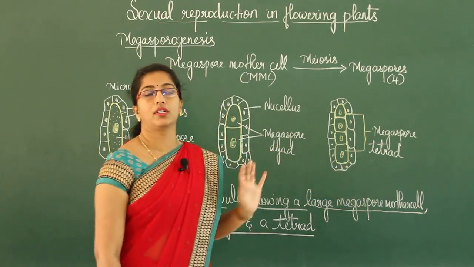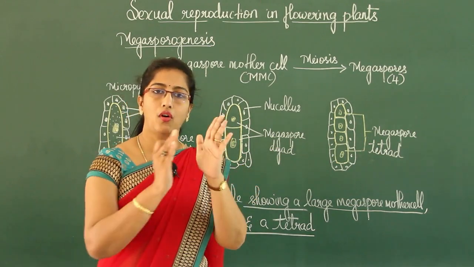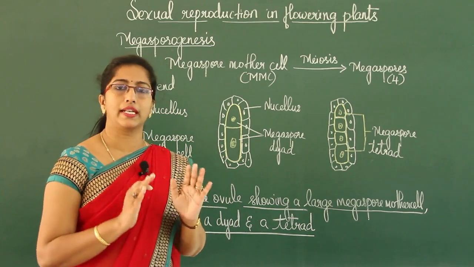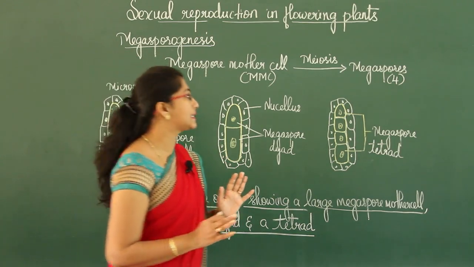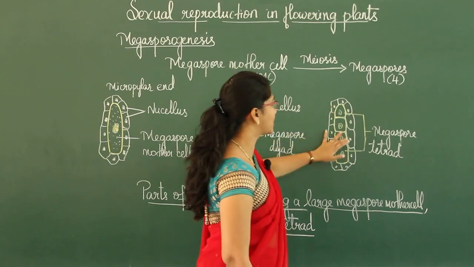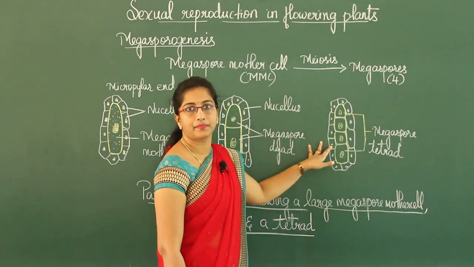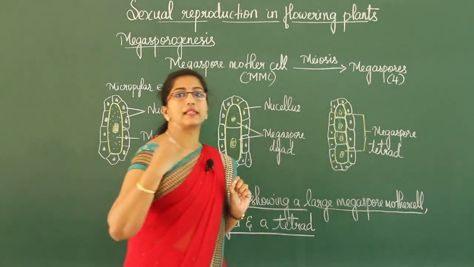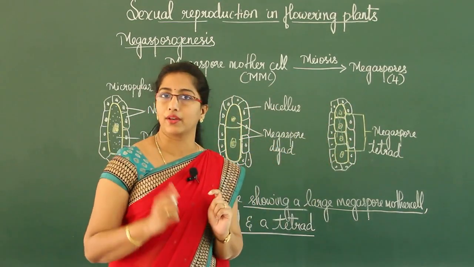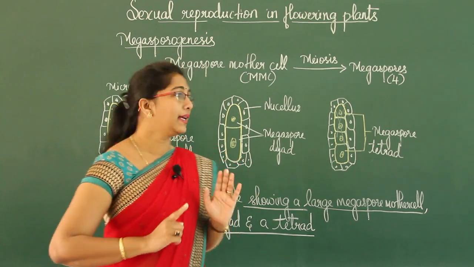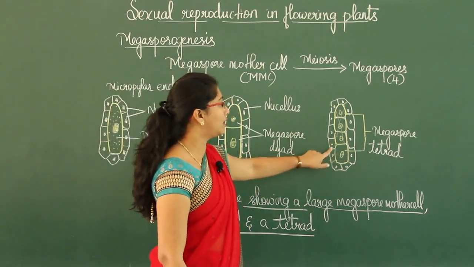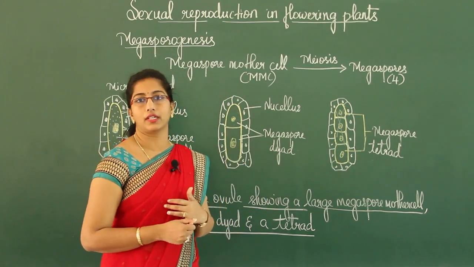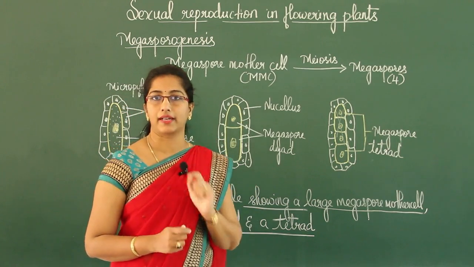Now in this megaspore tetrad, I told you all the 4 megaspores do not develop into the female gametophyte. Generally in angiosperms we see that 3 megaspores will degenerate, they are going to die, and 1 megaspore develops into the embryo sac. This one megaspore developing into the embryo sac, this mode of development we call monosporic development.